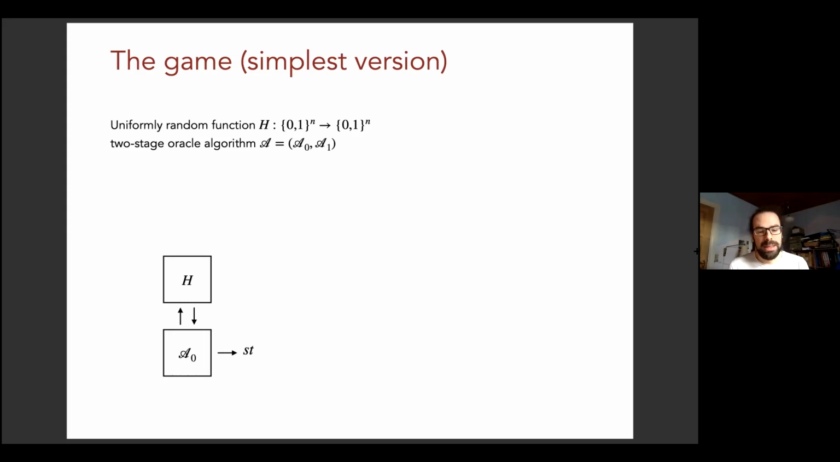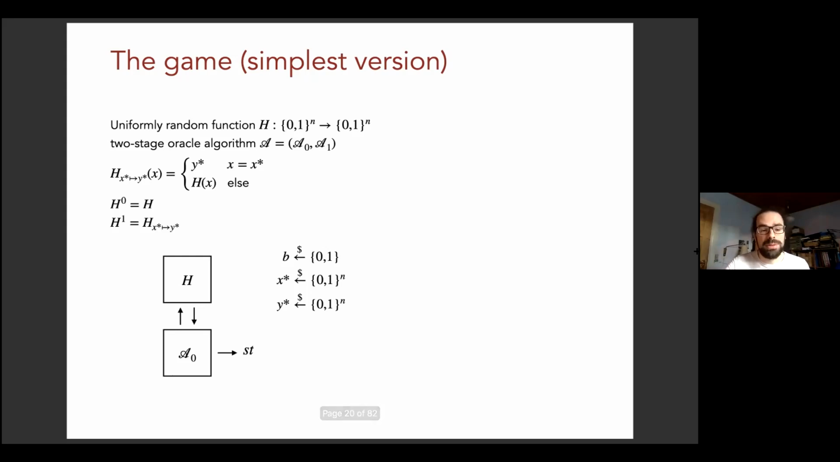function h. After doing this for a bit of time, it will output a state. So this is just an internal state of the algorithm that is passed on to the second stage. Now a bunch of random data is generated, a random bit b, and also random strings x star and y star. And the idea now is to reprogram the oracle h if b is 1 and otherwise leave it untouched. So let's define a version of h that is reprogrammed to output y star on input x star and be unchanged everywhere else. And let's define h0 to be the original function and h1 the reprogrammed version.